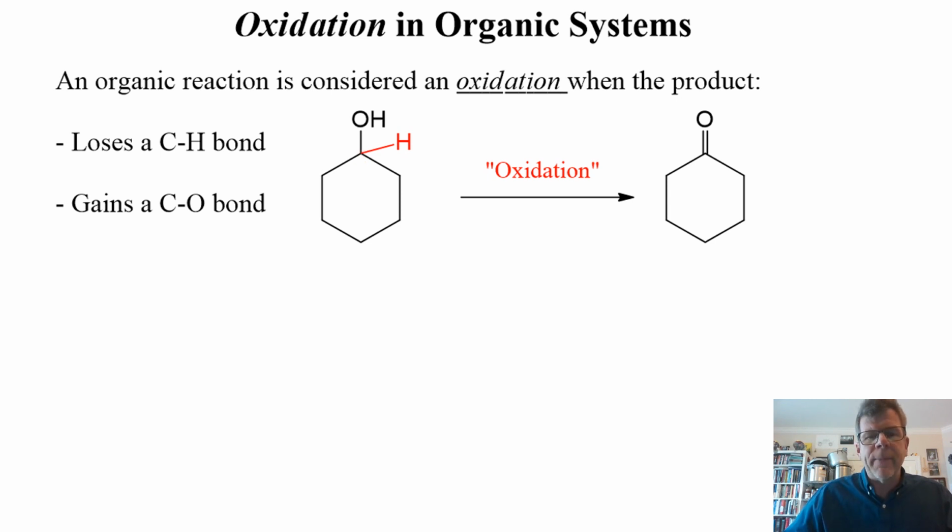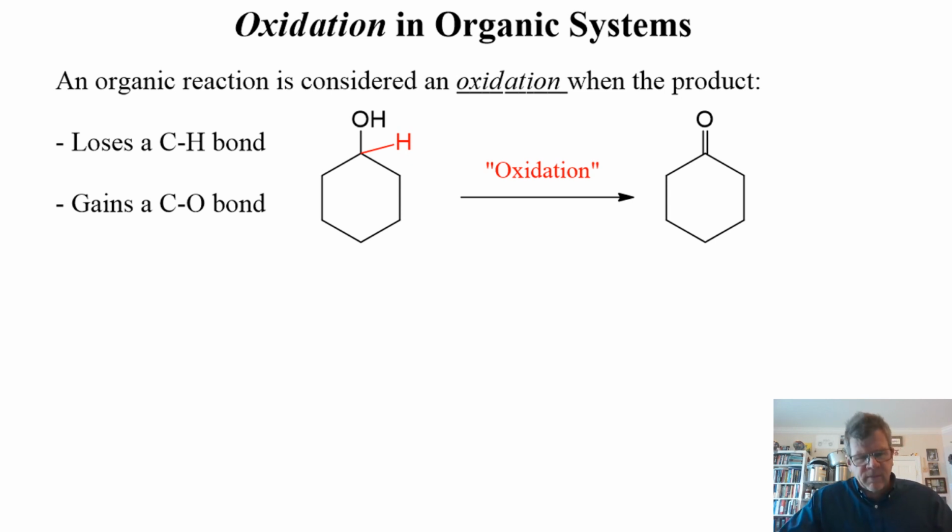Well, let's see what happens when we move over to our product on the right. So again, we're looking at this particular carbon. There are now no CH bonds at that carbon. So we've lost a CH bond, because all four bonds have been used from carbon. Now, if we look at that carbon, we have two covalent bonds touching oxygen. So now we have two CO bonds in the product, whereas in the starting material we had that one CO bond. So both of those criteria have been matched. So this reaction, going from this reactant to this product, would indeed be considered an oxidation.